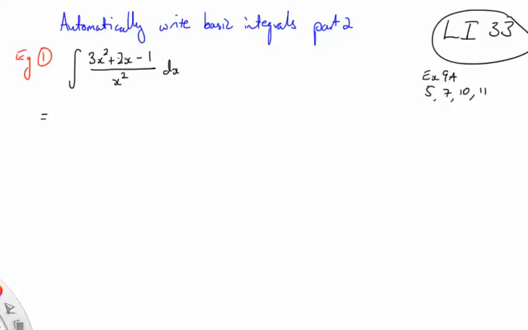You can divide each one by x squared. So using a bit of algebra, you can split up the denominator. So it becomes 3x squared on x squared plus 2x on x squared minus 1 on x squared dx. Okay, why can you do that? I'm going to show you quickly why you can. Because it's such an important skill.